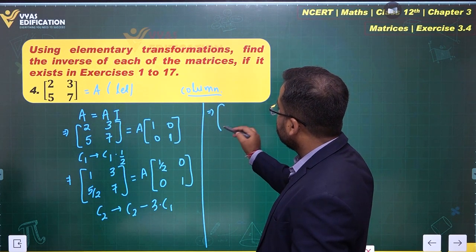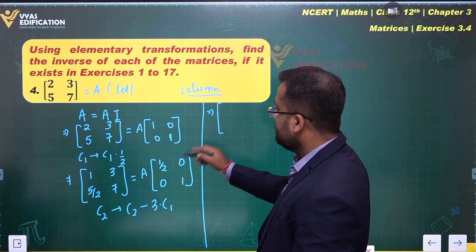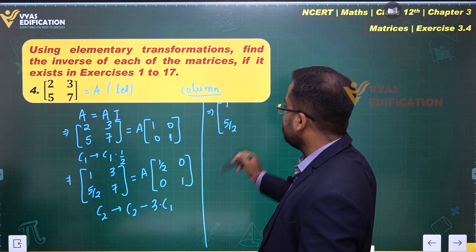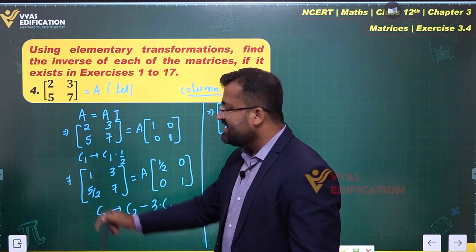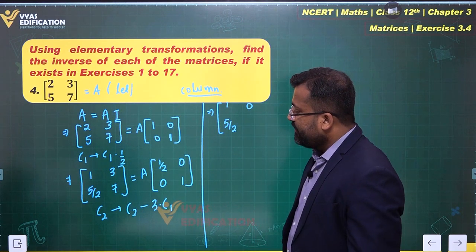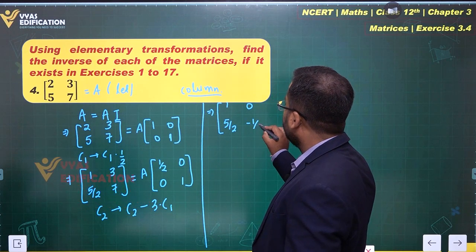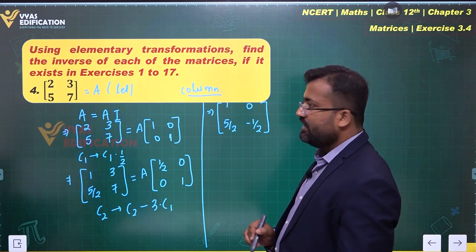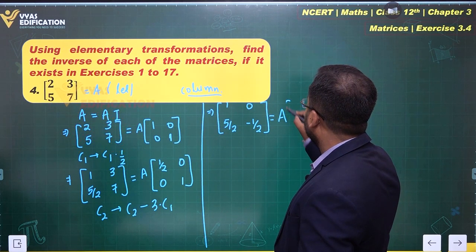Therefore, C1 remains as it is. C1 is 1, 5 by 2. 3 minus 3 times 1 is 0. 7 minus 3 times 5 by 2, 7 minus 15 by 2, is 14 minus 15 by 2, which is minus 1 by 2. This is what I get over here, which is equal to A times another matrix.